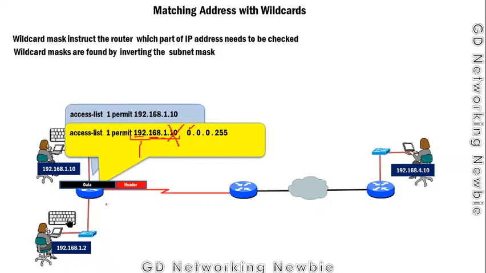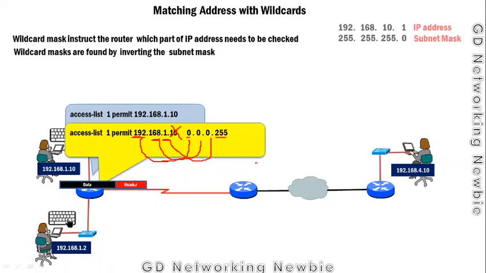A zero indicates that you must check that part. So when you are checking the IP address in the header, the first octet must match, the second octet must also match, and the third octet must also match. But the 255 means ignore the fourth octet.